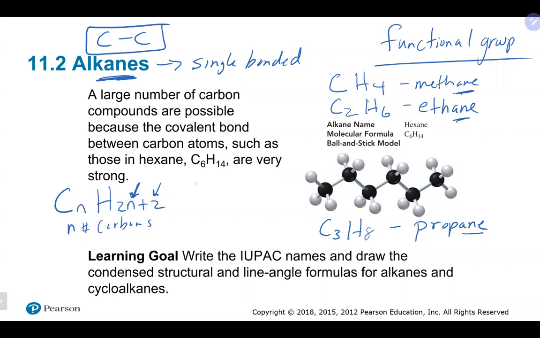We could continue on with C4. 4 times 2 is 8. 8 plus 2 is 10 hydrogens. That is what is known as butane, A-N-E. 5 of them would give us 12 hydrogens, and that is what is known as pentane. And there's hexane, heptane. We'll continue on in just a second, but they all end in A-N-E, and that is also how, if you see the name, you know it's an alkane, you know it is single bonded. It's a pretty good way to know that.